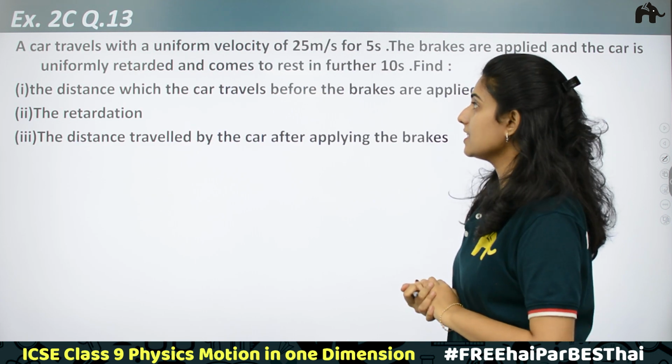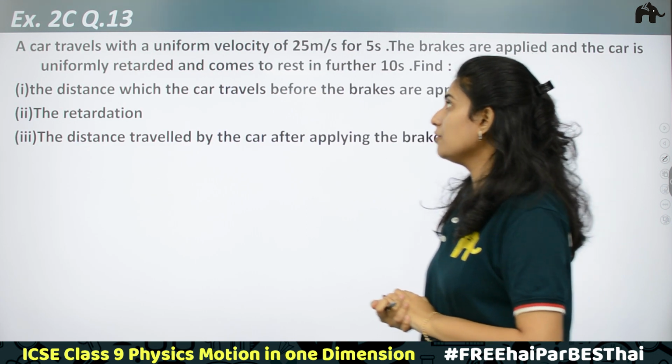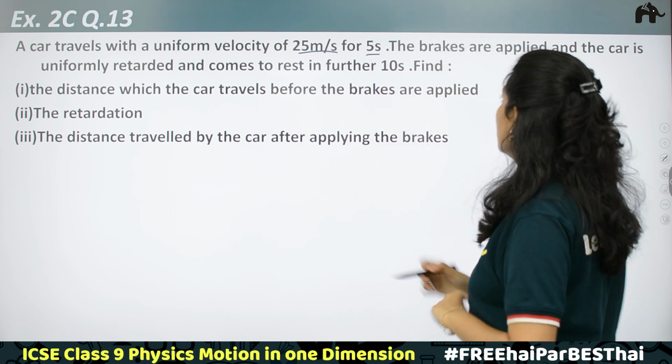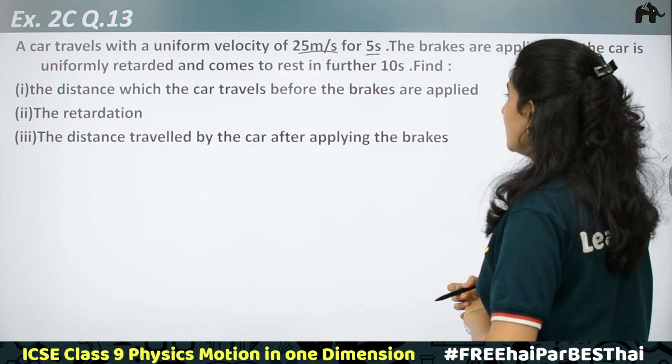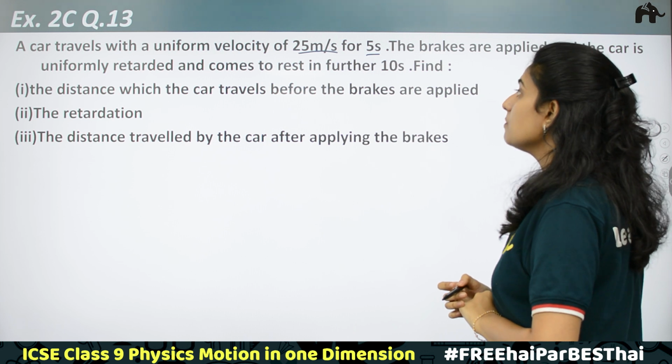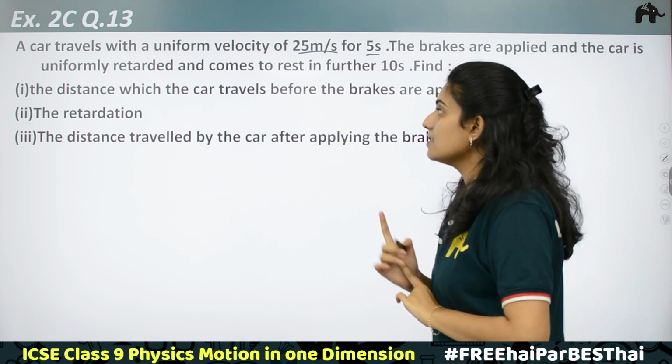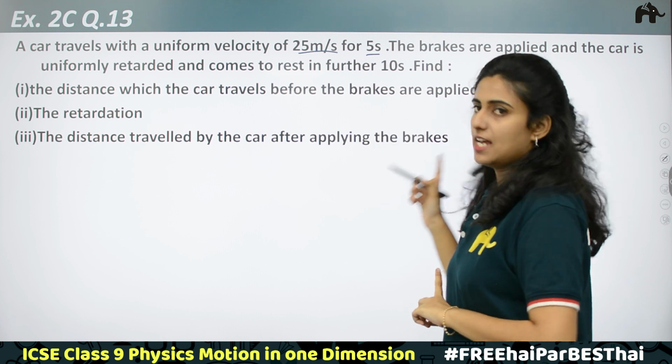Question 13 of exercise 2. A car travels with a uniform velocity of 25 meter per second for 5 seconds. The brakes are applied and the car is uniformly retarded and comes to rest in a further 10 seconds. Find the distance which the car travels before the brakes are applied.